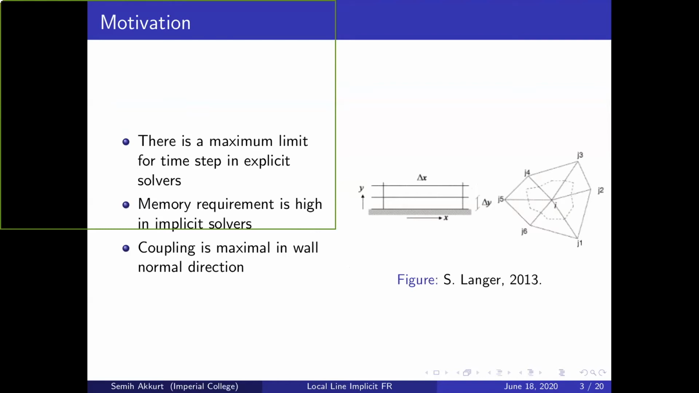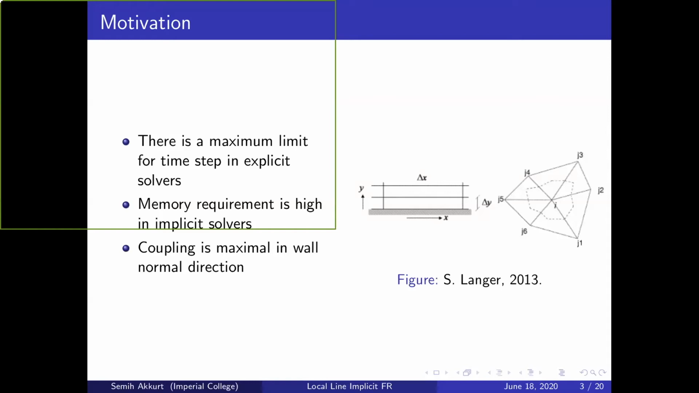First of all, with explicit solvers, there is a maximum time step limitation, which could be quite limiting, especially with high Reynolds number flows. On the other hand, with implicit solvers, memory requirement is high, and these algorithms are not perfectly suited to modern hardware.